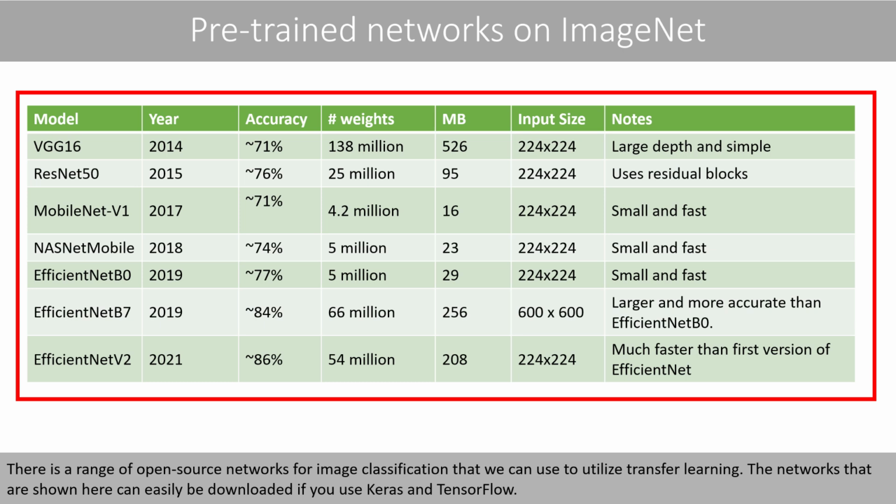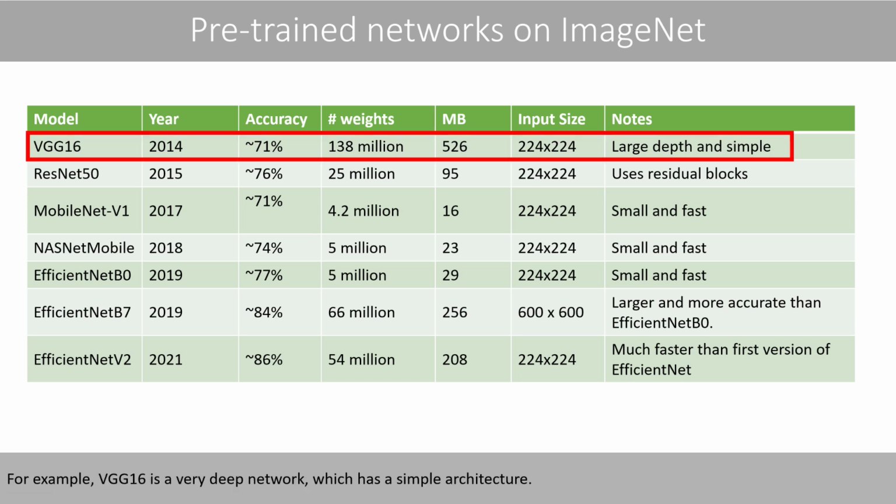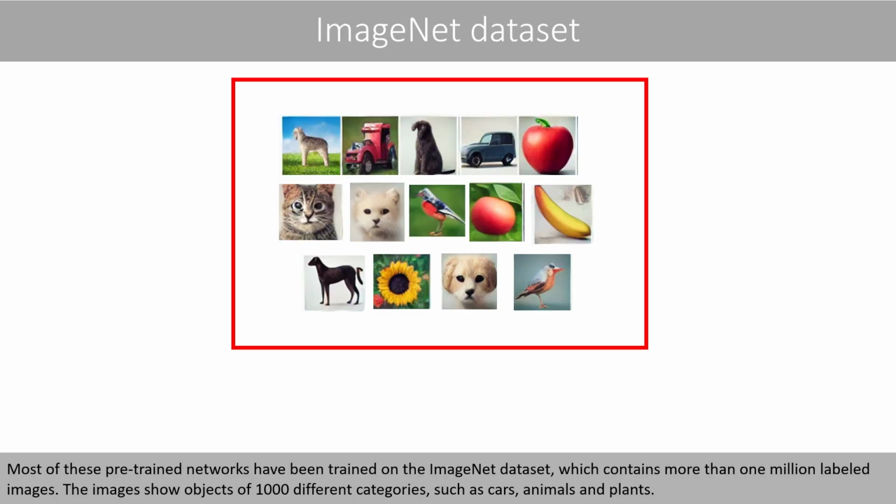There is a range of open source networks for image classification that we can use to utilize transfer learning. The networks that are shown here can easily be downloaded if you use Keras and TensorFlow. For example, VGG16 is a very deep network, which has a simple architecture. Most of these pre-trained networks have been trained on the ImageNet dataset, which contains more than 1 million labeled images. The images show objects of 1,000 different categories, such as cars, animals, and plants.